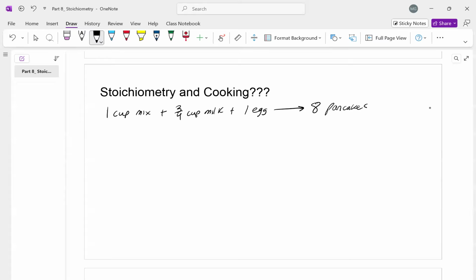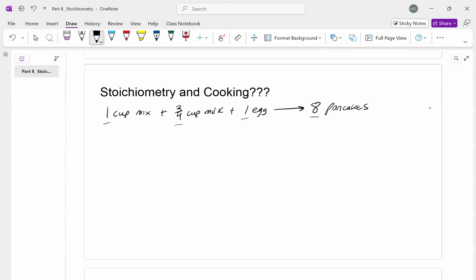We'll say 8 pancakes. Now, what I want you to do is look at these numbers here as the coefficients, or we call them stoichiometric coefficients. This basically says that in order to make 8 pancakes, I need 1 cup of mix, 3/4 cup of milk, and 1 egg.